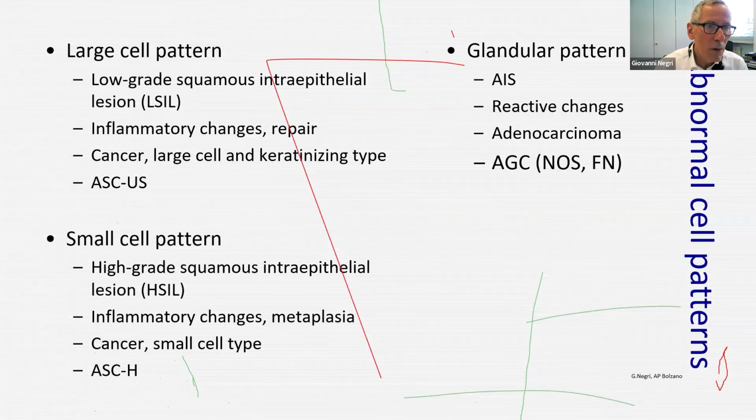You see, we have worked with pattern. We begin with pattern. The classification comes at the end. You look at your glass slide, you look at your screen, and you find these abnormal cells. You decide first whether they belong to the large cell pattern, small cell pattern, or glandular pattern. This is important also because the main cytologic criteria are different for these patterns.